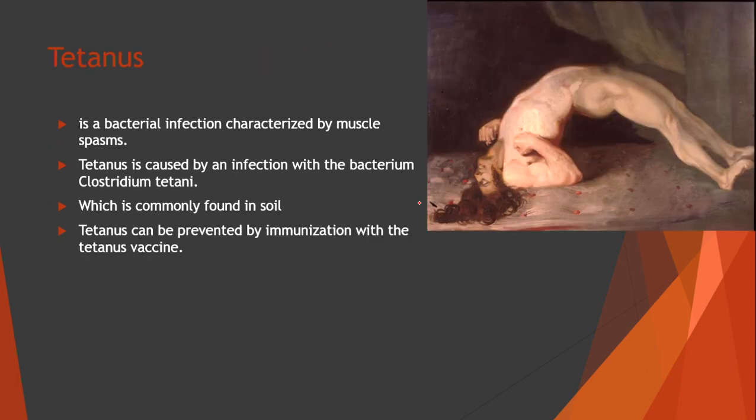And specific surgical infection such as tetanus. Tetanus is a bacterial infection characterized by muscle spasm. It's a very famous painting of generalized tetanus. Tetanus is caused by an infection with the bacterium Clostridium tetani, which is commonly found in soil. Tetanus can be prevented by immunization with the tetanus vaccine.